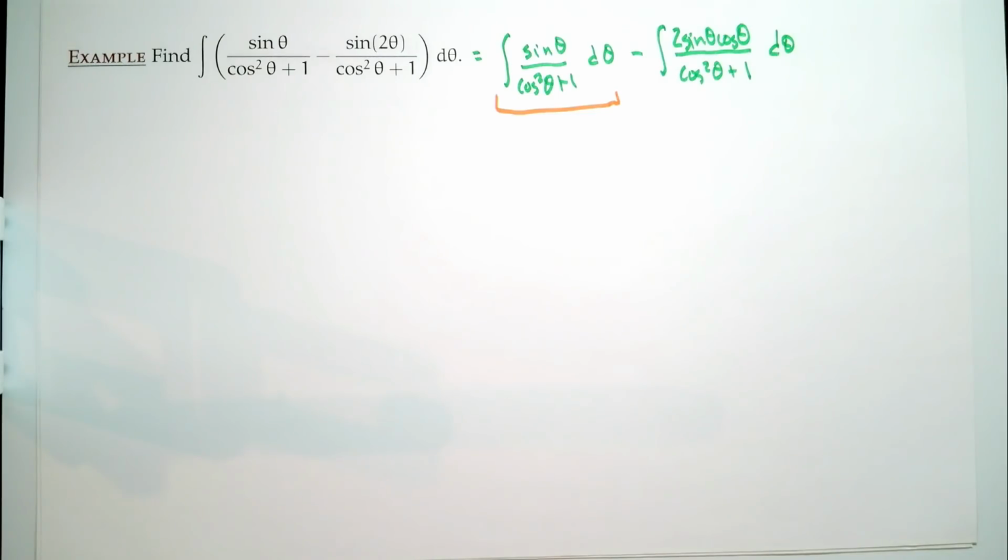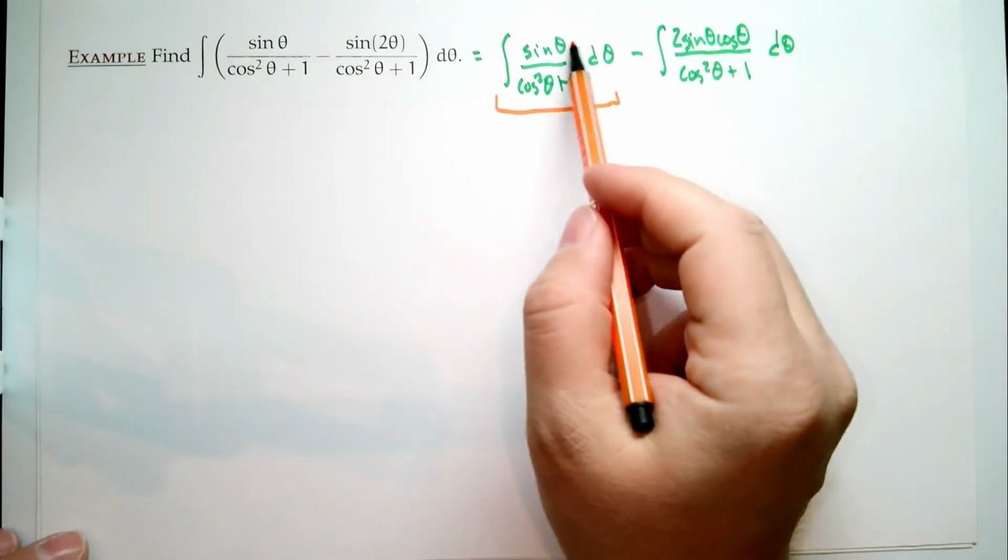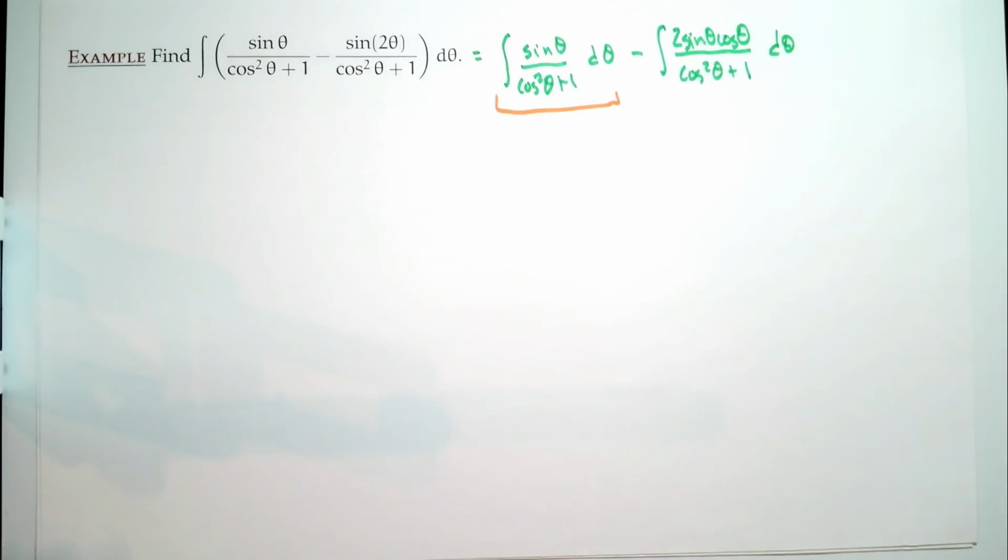Now looking at this, one thing that jumps out is that we have that sine theta upstairs, and I see a cosine downstairs, and sine and cosine are pretty much derivatives of each other. Up to a sign, they're pretty much derivatives of each other. So this really looks like the sine theta d theta is setting up to be a really nice derivative of something.